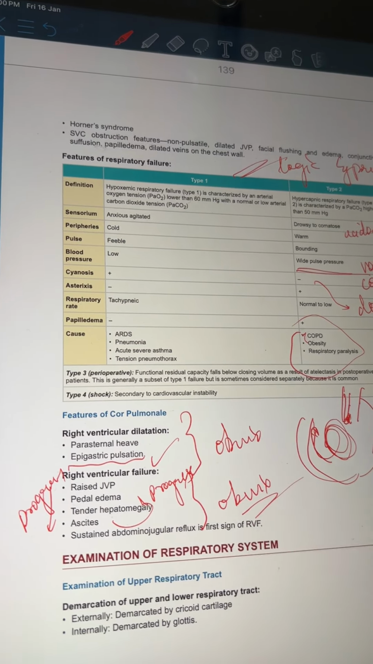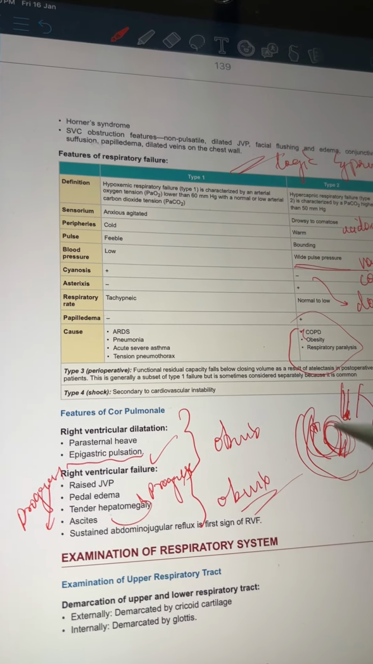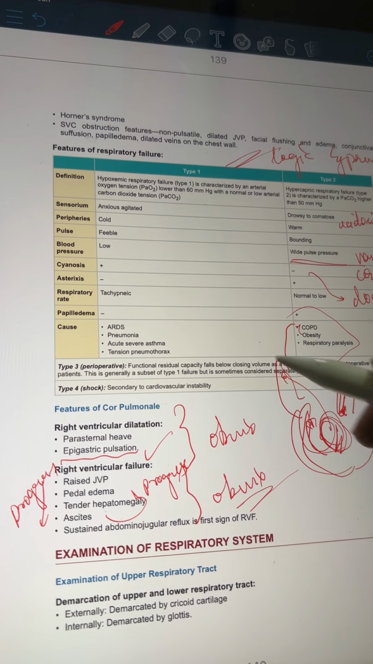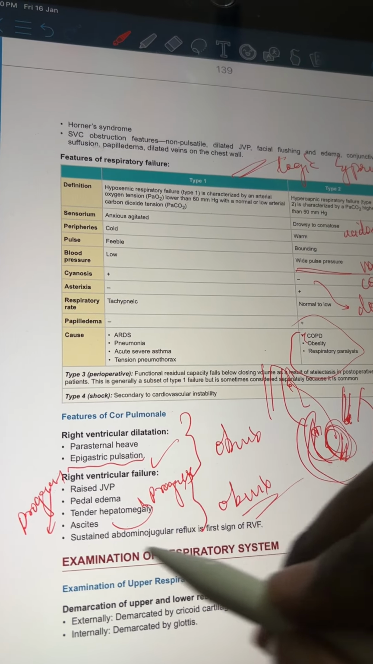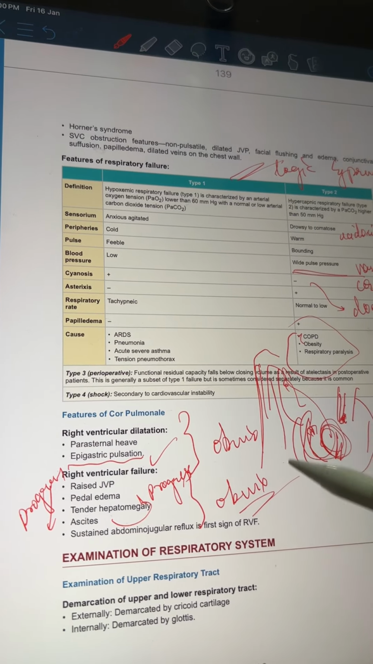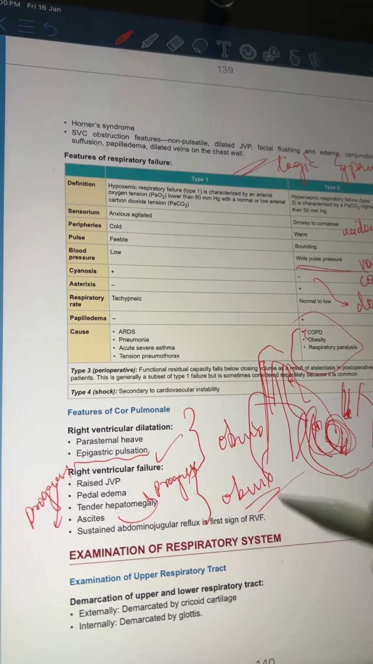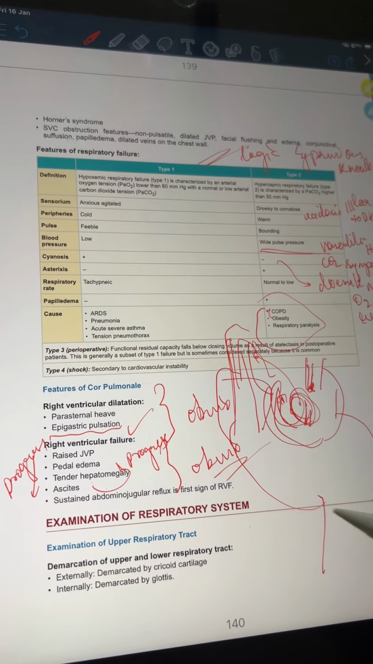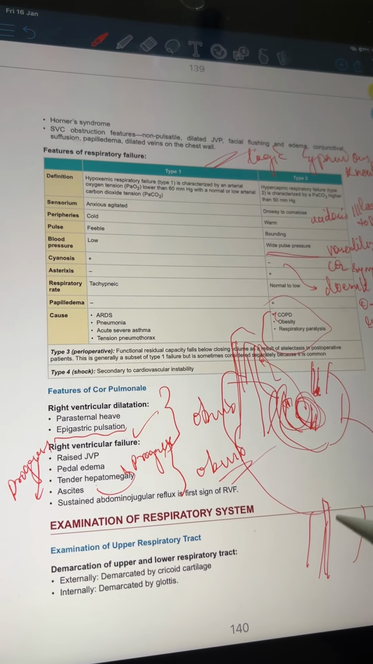Right ventricular failure: when this ventricle also fails, what happens? All the blood will backflow into the JVP. So that's why there is raised JVP, and all the backward symptoms will come. Heart failure symptoms, that is the pedal edema. First hepatomegaly happens, then ascites happens, then finally whatever pedal edema happens.